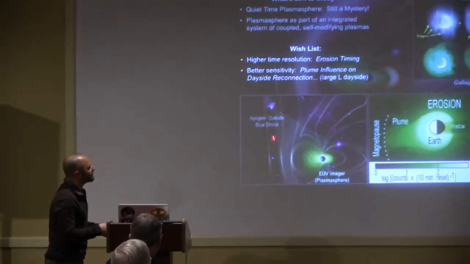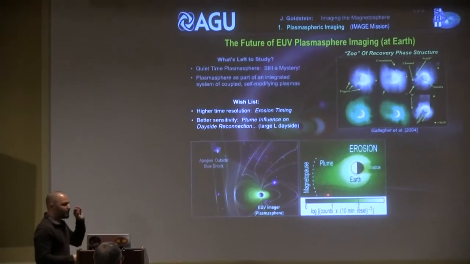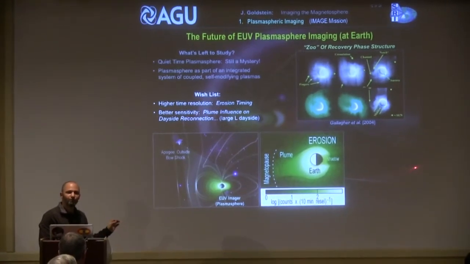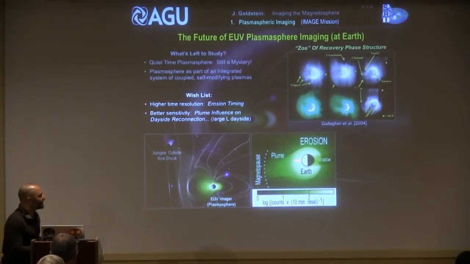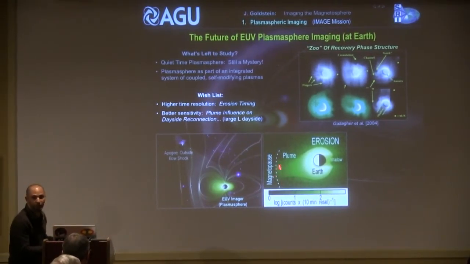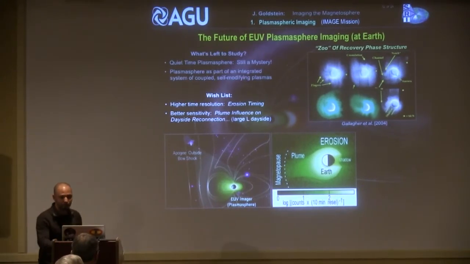You also need to see the plume go out to the magnetopause and see its effect on reconnection, so we can answer that question. What effect, if any, does plasmaspheric material have on the day-side reconnection rate? And here's an idea for just a simulated image that we put together, assuming that you had apogee outside the bow shock with a factor of 12 improvement in sensitivity over what IMAGE EUV has, and you can see the plume hitting the magnetopause. So that's the sort of thing that we need to do to study that problem.